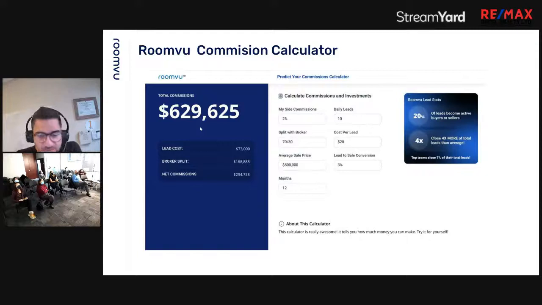So it's important to remember that you're not running one ad. You have to be running it consistently. You have to be on social media consistently.